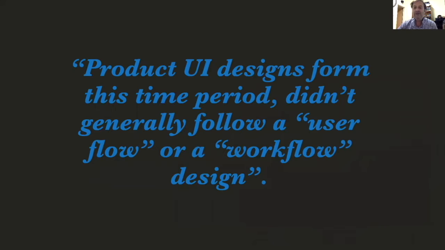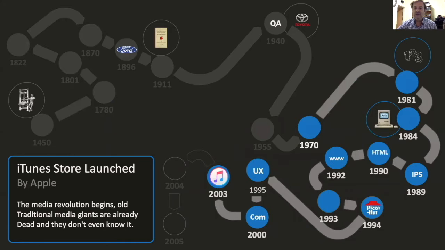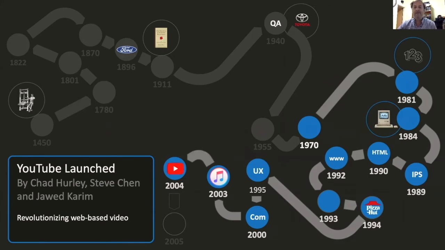Product UIs designed in this time period didn't generally follow a user flow or workflow design. This confused the users and made learning hard and complex. In 2003, the media revolution begins. iTunes is released by Apple, and the way we digest music and movies completely changes. In 2004, YouTube revolutionizes web-based video.